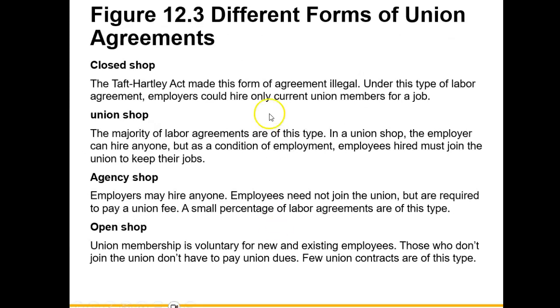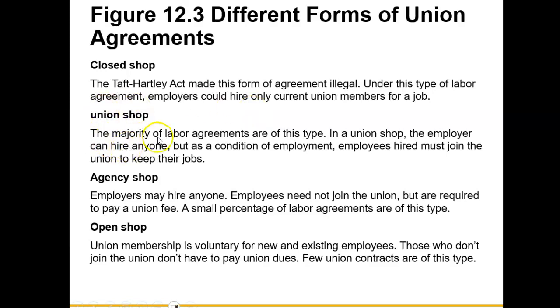Okay? So let's talk more about different forms of union agreement. The closed shop. The Taft-Hartley Act made the closed shop agreement illegal. And again, on this type of labor agreement, employers could hire only current union members for a job.